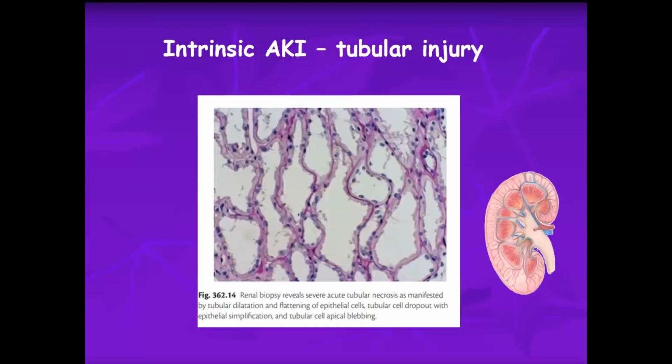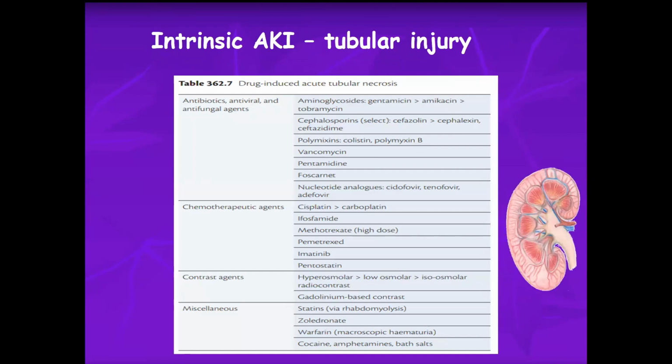So this is a photo of acute tubular injury, and you can see the tubular cells with simplification. So they have actually undergone acute tubular necrosis. So drug-induced tubular necrosis includes your antibiotics, antifungal agents. Your main agents in our setting are, of course, your aminoglycosides, the cephalosporins, vancomycin.